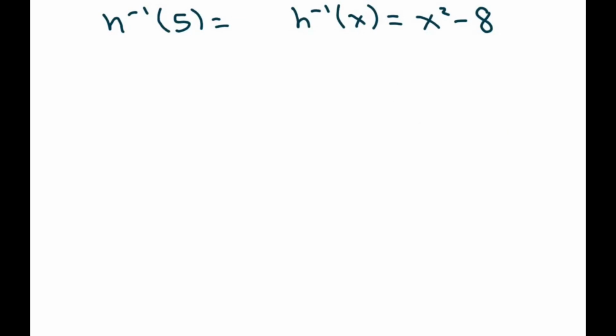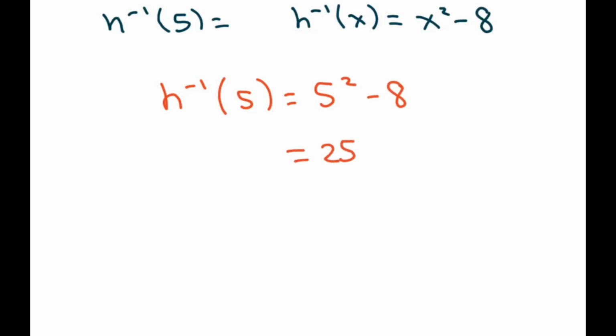And the last one is this one. I'm just going to plug in my 5. So this will be 5 squared minus 8, which equals 25 minus 8, which equals 17. And that's your final answer.